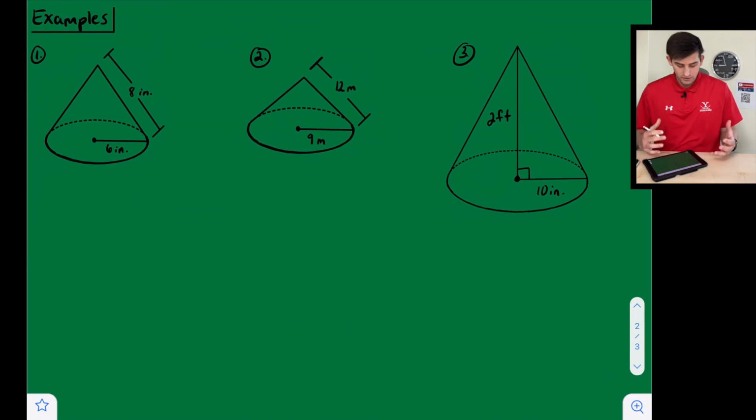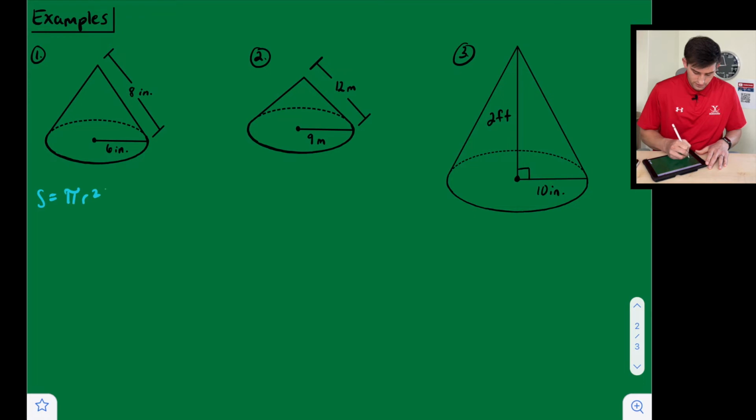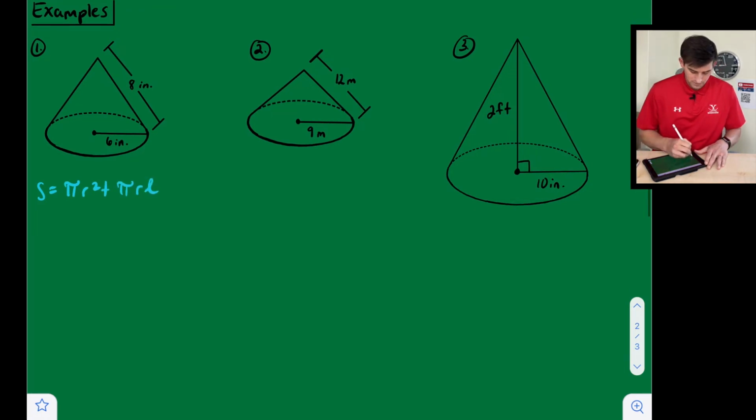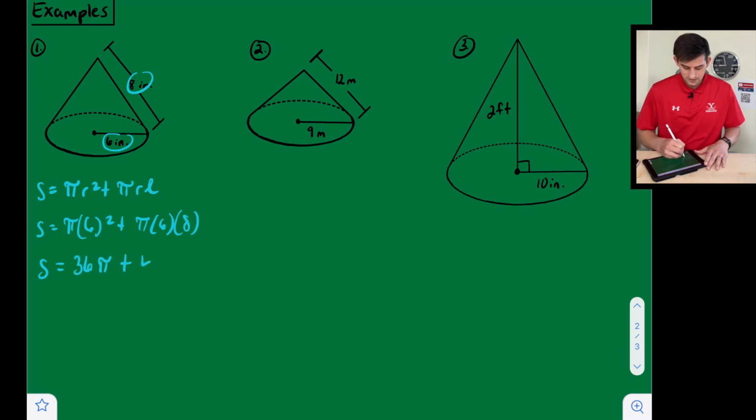All right, example number 1, we have our cone and we have a radius of 6 and a slant height of 8 inches. So we're going to write our equation. S is equal to pi r squared plus pi r l, and we're just going to substitute our information in. So S is equal to pi, radius is 6, so 6 squared, plus pi, radius once again is 6, and now our slant height is 8. So we can say S is equal to 6 squared is 36, so this is 36 pi, plus 6 times 8 is 48, so we get 48 pi.